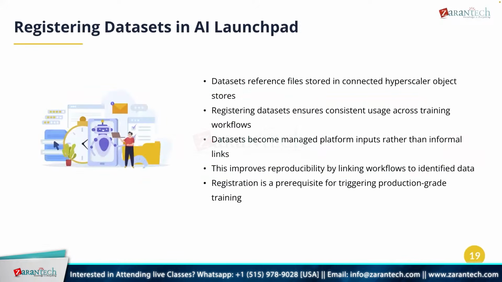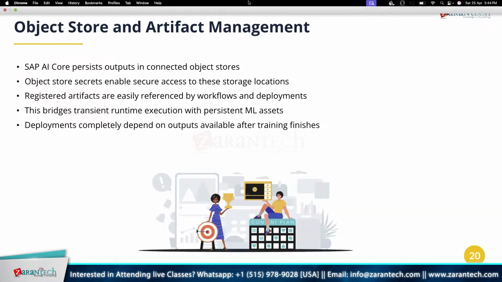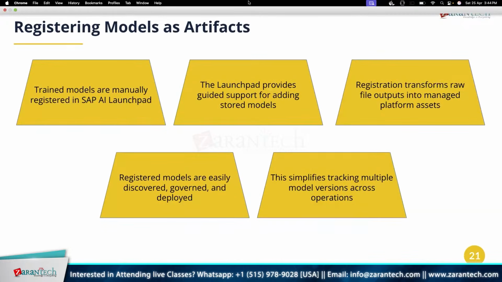So registering data sets is one of the important things, because they will manage the platform inputs rather than informal links. So for improving your reproducibility or the identified data that you want to make, for all these things, this is important. So once you do that, object store artifact management will be there. Object store generally enables your secure access to the project location. So that is an important bridge between your runtime executions and persistent ML access. So please be aware of that. And then we use a lot of object store based scenarios also on that.